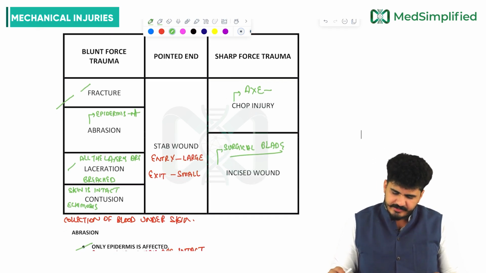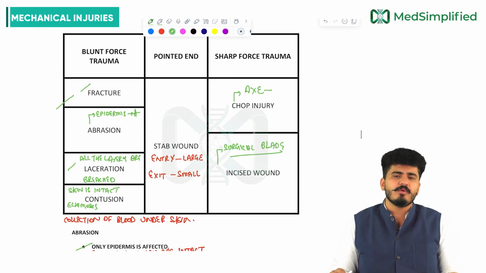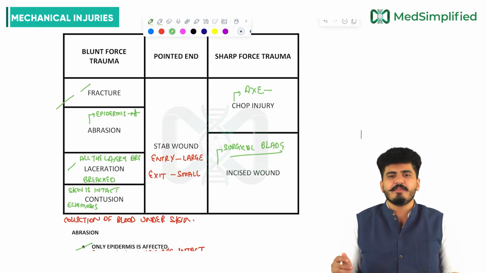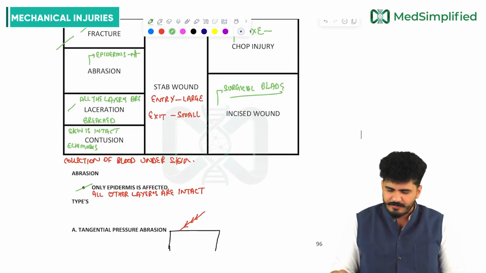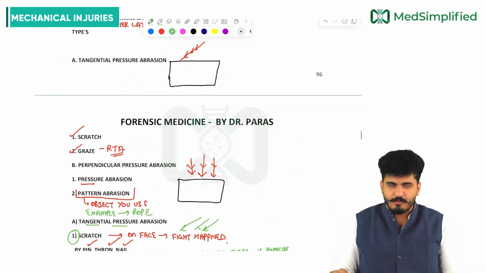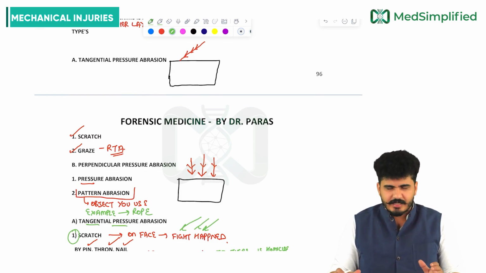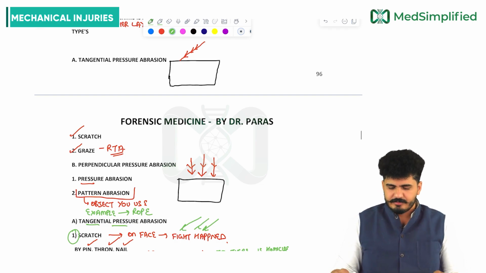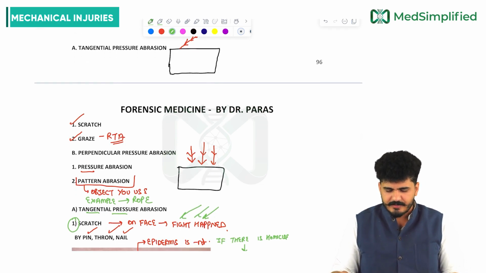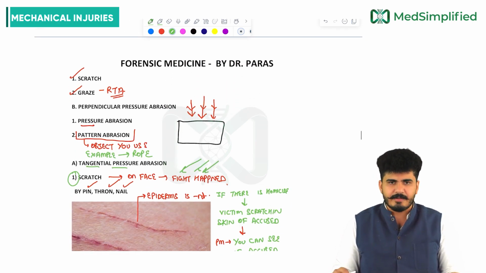There can be abrasion, there can be laceration, there can be a contusion. Then we talked about the pointed end. Pointed end, there will be a stab wound, sharp force trauma, chop injury, incised wound. Now two types of forces are there: one is tangential force, the other is perpendicular force. Moment there is a tangential force, my dear friends, there will be scratch and grazed abrasion.